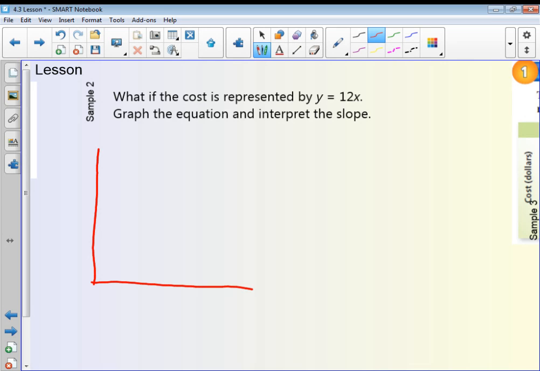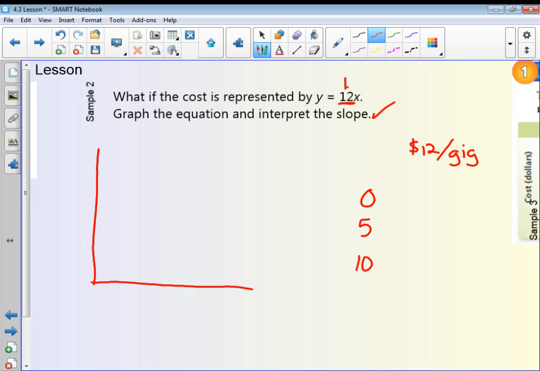So this time it's going to cost us $12 per gigabyte. Graph the equation and interpret the slope. So we just interpreted the slope. It's going to cost us $12 per gigabyte. So let's pick some numbers. So we'll maybe use 0, 5, 10. Remember, you can pick anything.